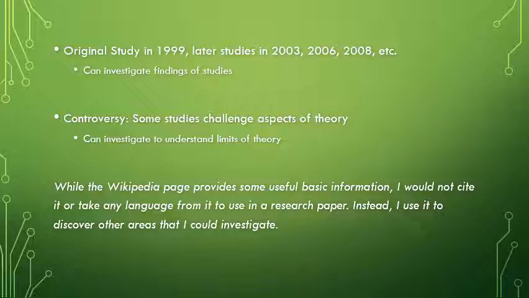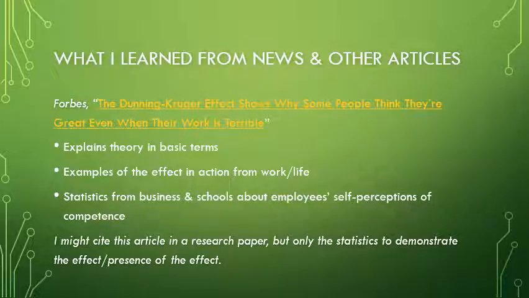And now I have a basic understanding of what the Dunning-Kruger effect is. I have a better definition and some better factual information. And this is information that you could verify by looking in a number of other sources. You could investigate the original studies and confirm all of these facts. So this isn't really material that would necessarily make it to your final research paper. So what did I learn from some of the news sources that I found?